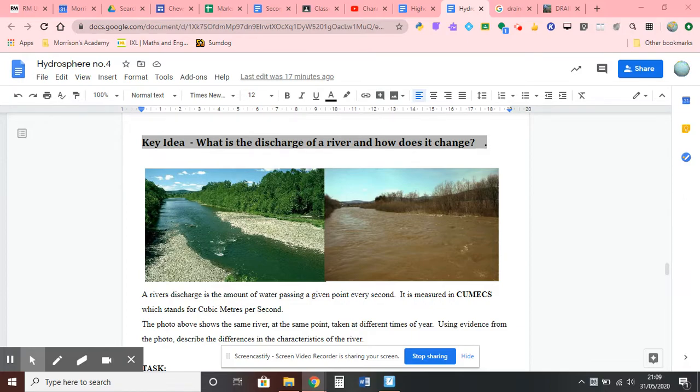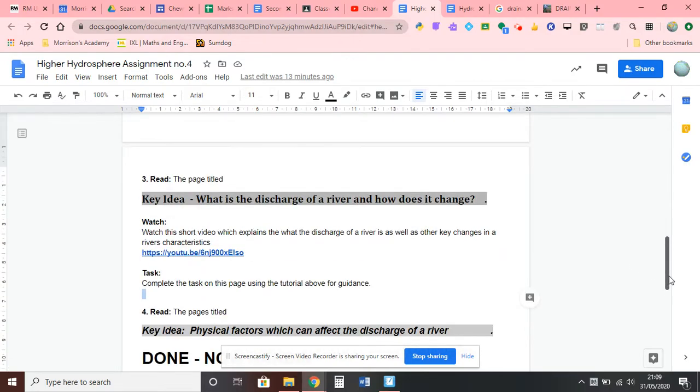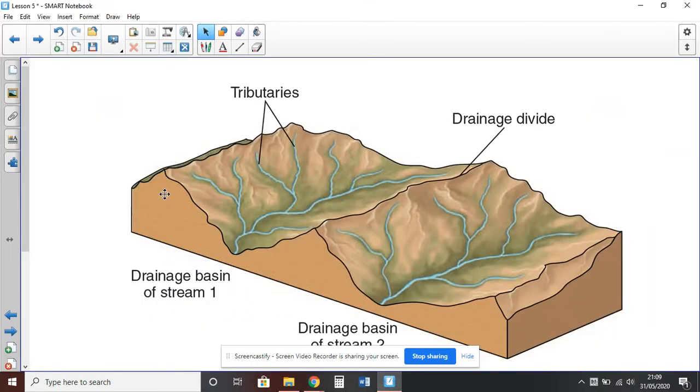Okay? As we move forward with the topic, you need to understand how the landscape influences the amount of water getting to the river. So what we're going to look at today is what kind of physical factors there are. And what I mean by physical factors is what is it about the landscape that affects the river? Okay? Let's get this going.